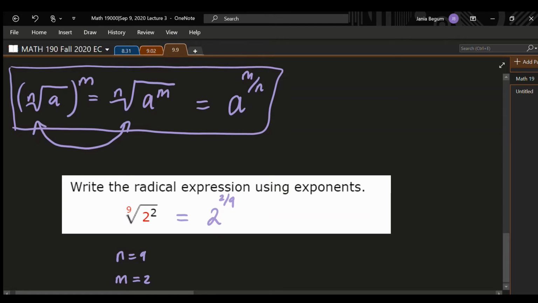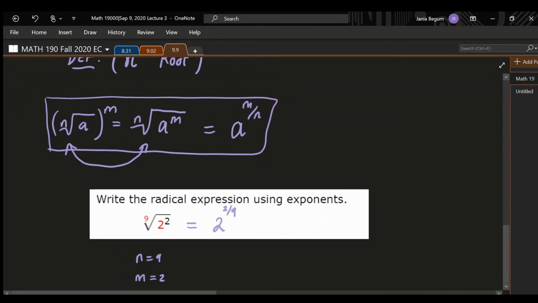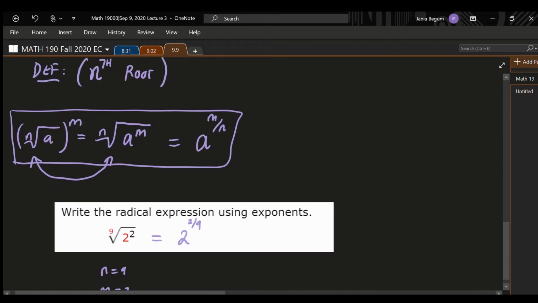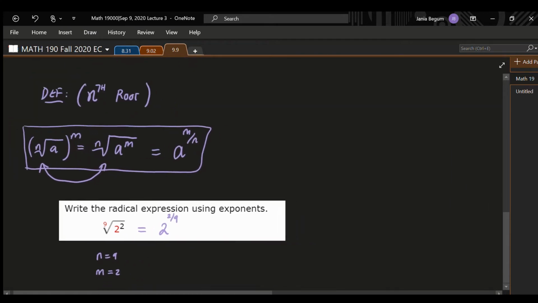The exponent for the base 2 is m, and the index on the radical is your n. You can think of the index as always going on the bottom of the fraction. So just keep that in mind. Any questions on this? This is very important. Make sure you understand this. Now let's look at another.